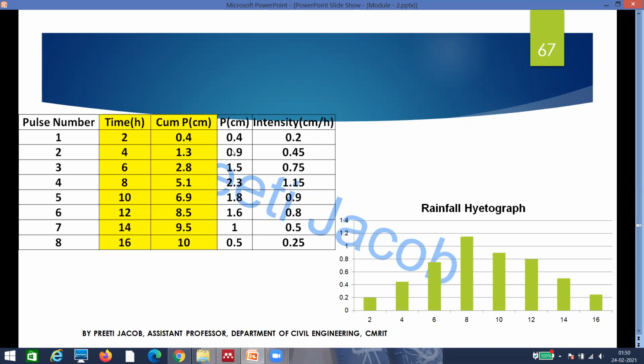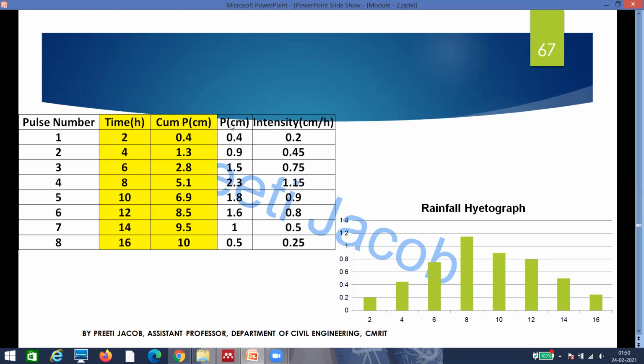The second value I'll be getting is 1.3 minus 0.4, 0.9. Here, third value, 2.8 minus 1.3, 1.5. Similarly, you'll be getting for all the values. And then after that, you find the intensity. Intensity is centimeter per hour.